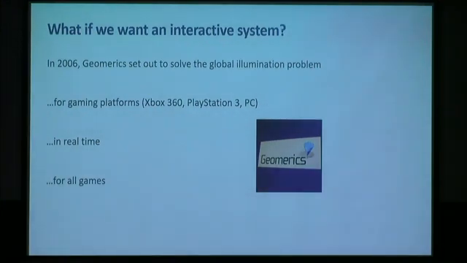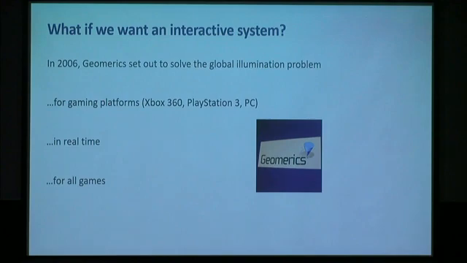And this is really where we come in. So that's great, but what if we want to solve this problem for, let's say, a video game? So we're not pre-rendering a movie to master onto a DVD, we want to do something more dynamic. So in 2006, I came back to Cambridge and I joined Geomerics, a startup company here, and we set out to solve this global illumination problem, so how light bounces around multiple times in a scene for games in real time for all games, which was perhaps a little bit of a crazy target, but that's what we set out to do.